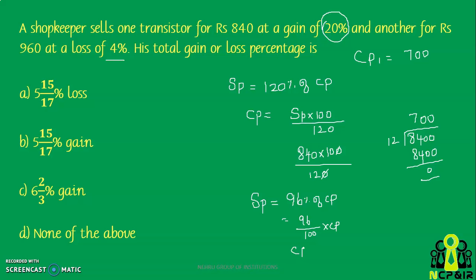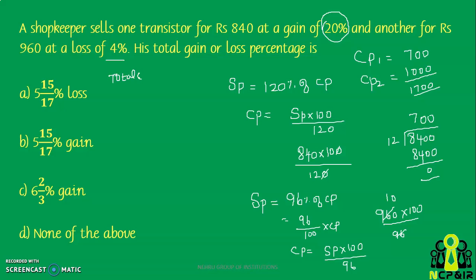So here cost price will be selling price into 100 divided by 96. So selling price is 960, 960 into 100 divided by 96. So this will be 10 times, you get 1000 as the cost price. So the cost price of the second transistor, I call this CP2, is equal to 1000. So total cost price of the two transistors 1 and 2 will be 1700.